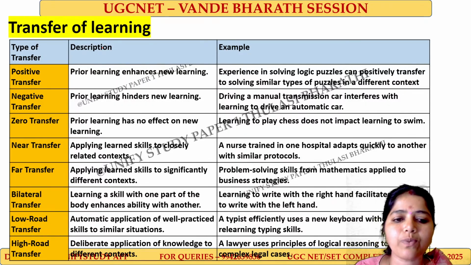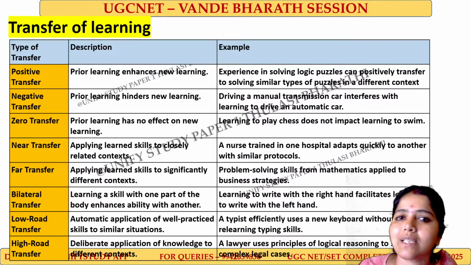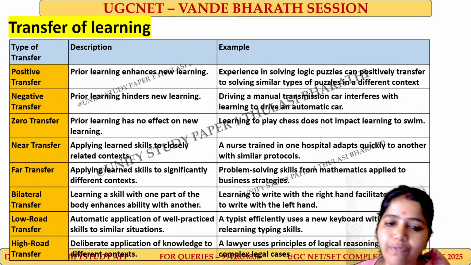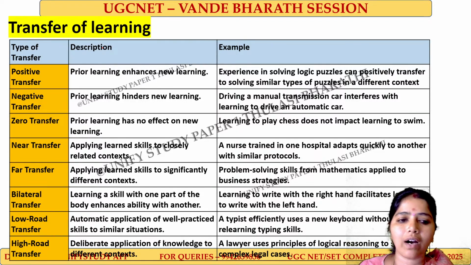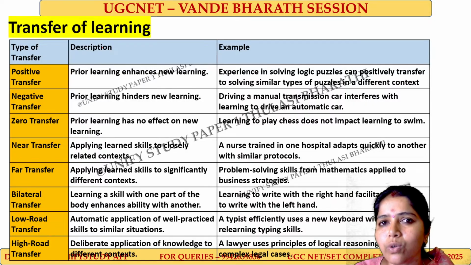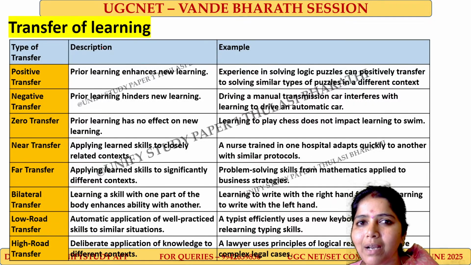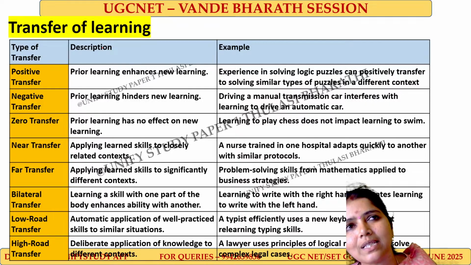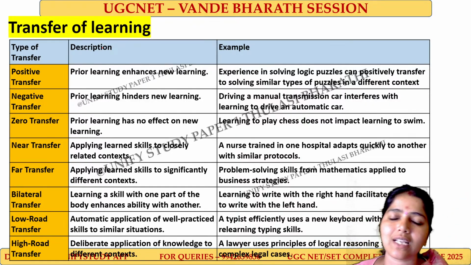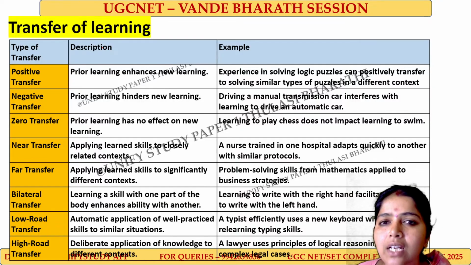Far transfer means where a person is going to apply some skill in a different context, a very different context. If a person has learned mathematics very well and is going to do his business, how that mathematical skill is applied in business is not that near, it's far, because this is different and that is slightly different. It's called far transfer learning.